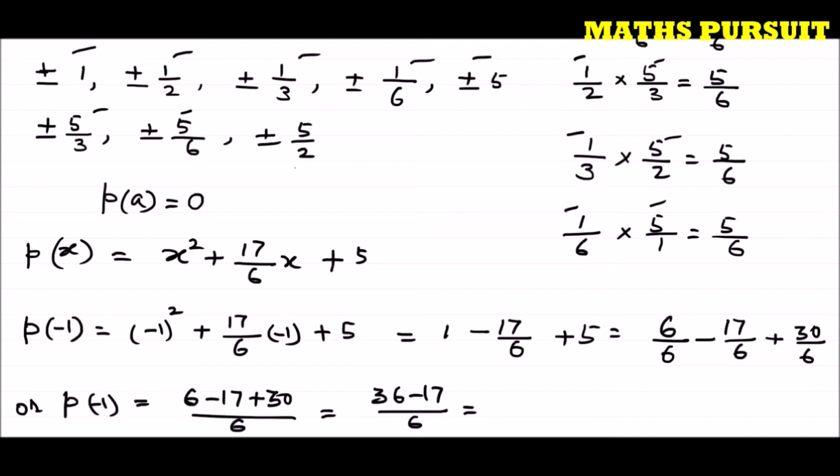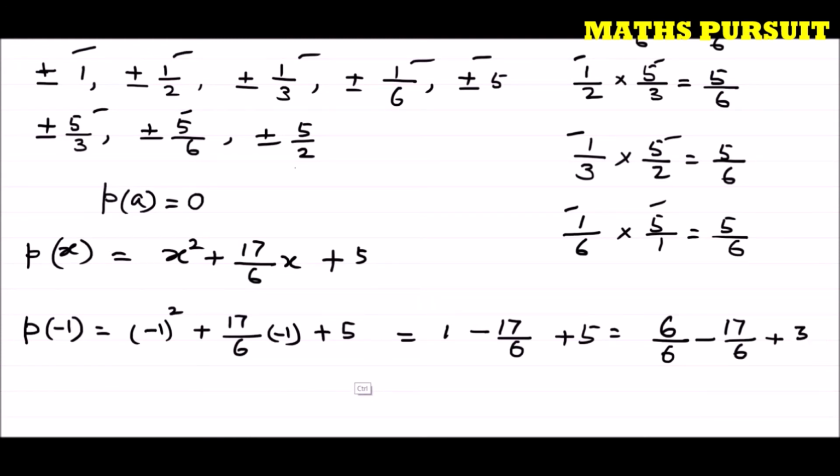Sorry guys, here we have 5 upon 6, not 5. So our equation was a little bit wrong here, let me correct it. It will be 1, minus 17 upon 6, plus 5 upon 6, that is equal to 6 upon 6 minus 17 upon 6 plus 5 upon 6.